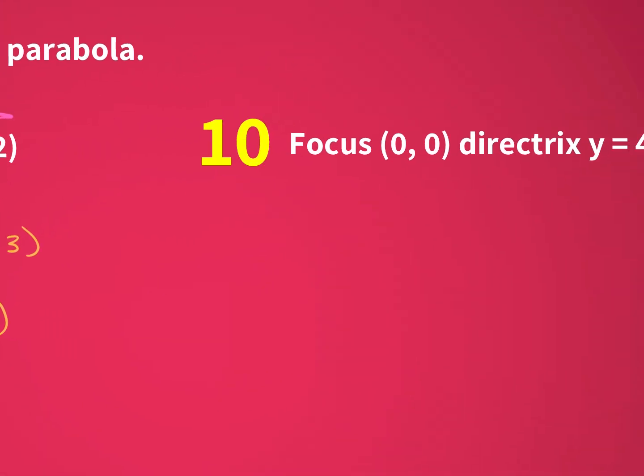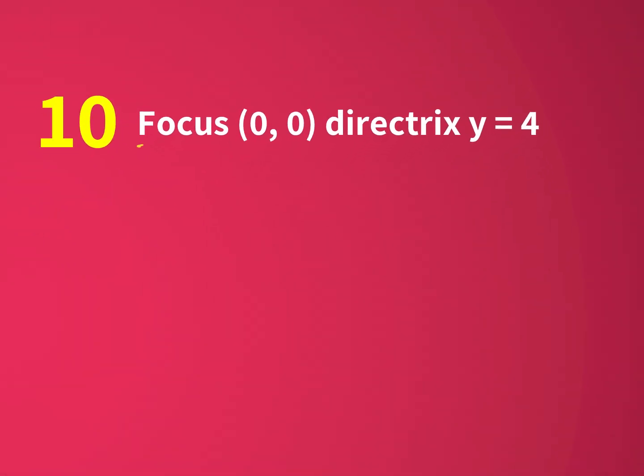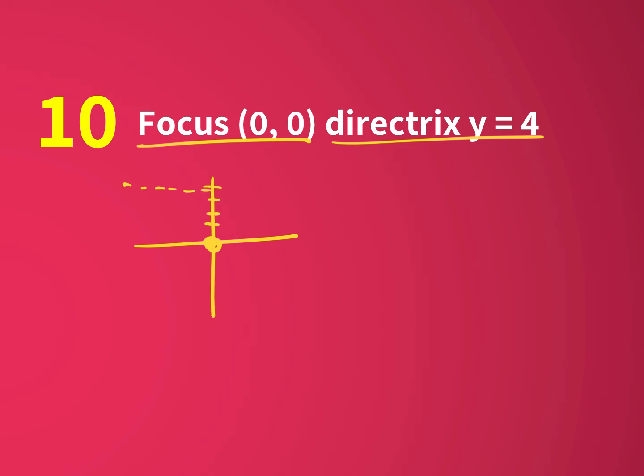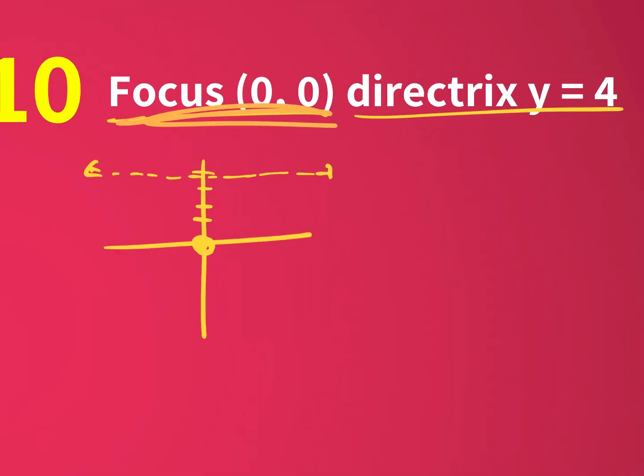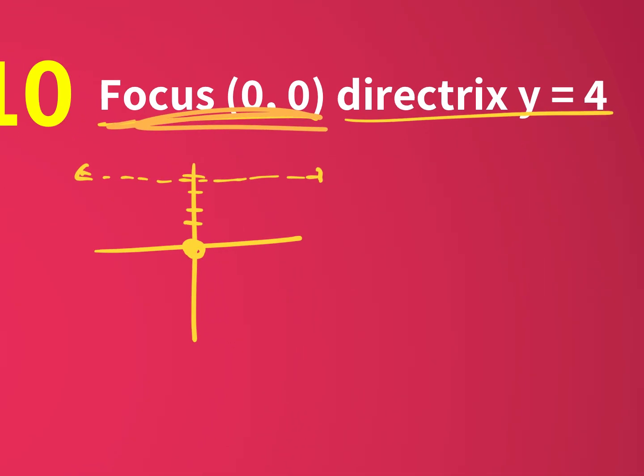Let's look at number 10. Here the focus is at 0, 0, and the directrix is at y equals 4. So let's draw that. Our focus is at 0, 0. Directrix is y equals 4. 1, 2, 3, 4. So we go up 4 on the y-axis. We're going to draw our line through 4. Now be careful because our focus is at 0, 0 here. So our vertex is going to be in between the focus and the directrix. Since these are 4 apart, that means that in between them is going to be 2. So I'd go up 2.